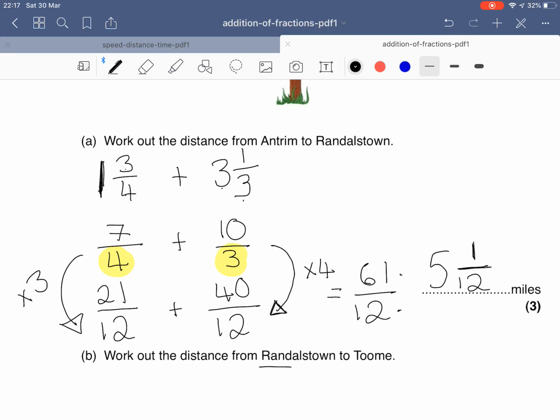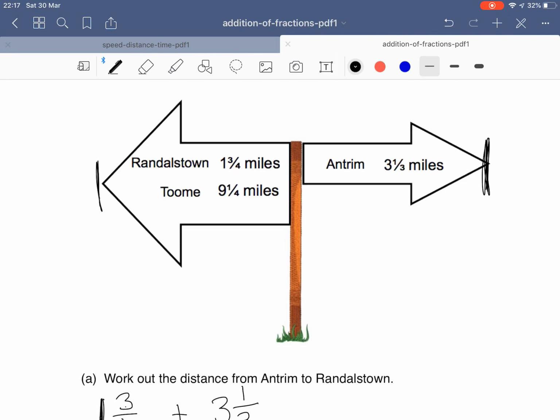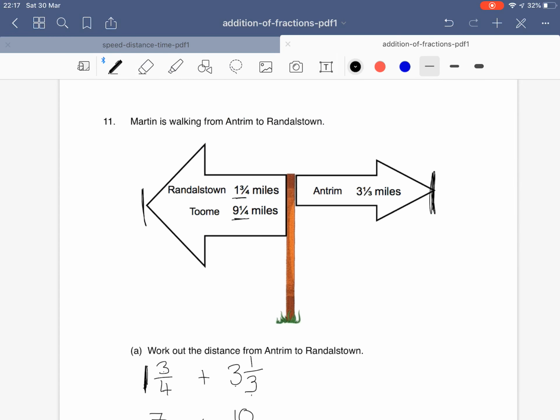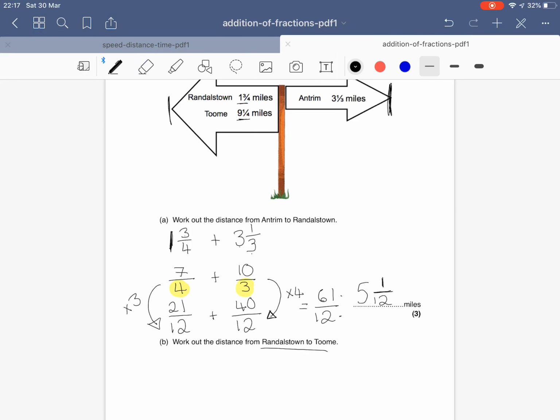Okay, so now we've got to work out the distance from Randalstown to Toome. So Toome was 9 1/4, and Randalstown is 1 3/4. So if we subtract those, we can get the distance between them. So we're going to do 9 1/4, subtract 1 3/4.